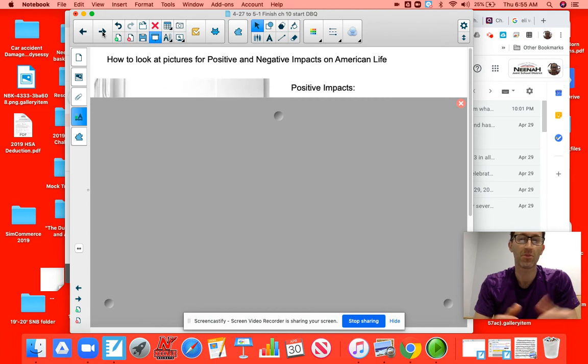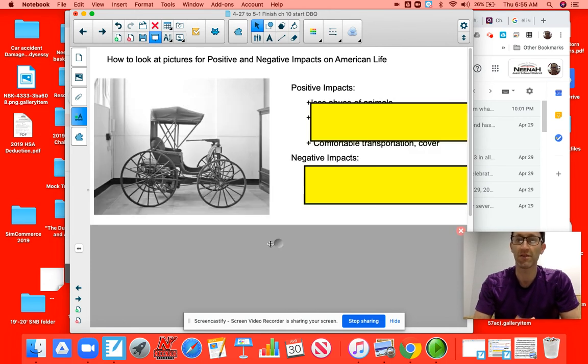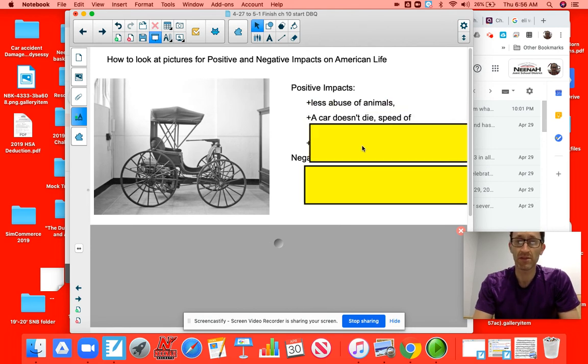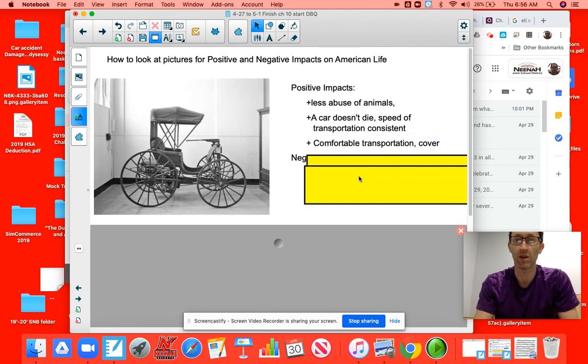Let's take a look at a couple of pictures and get an idea of what is positive, what's negative about it. You'll notice that you really got to think deeply about this stuff. And here's the positive things. Let's take this car, for example. Cars were less abusive to animals. We know that a car doesn't die. You do need to upkeep it, but a car doesn't die like a horse or get injured. The speed of transportation, more consistent, perhaps more fast as well. Don't forget about comfort of transportation. Not only do we have padded seats instead of a saddle, but we also got a canopy.